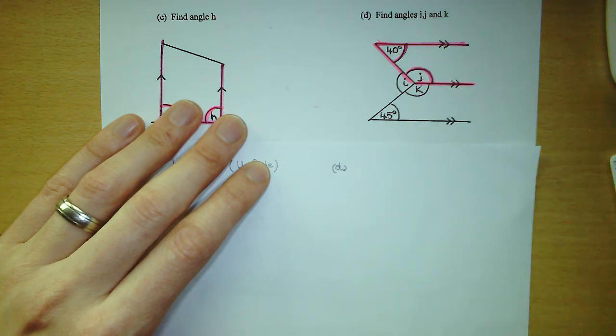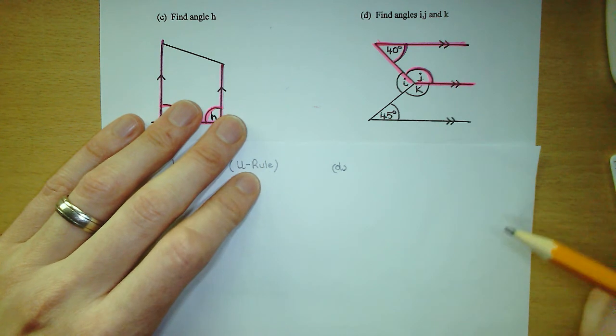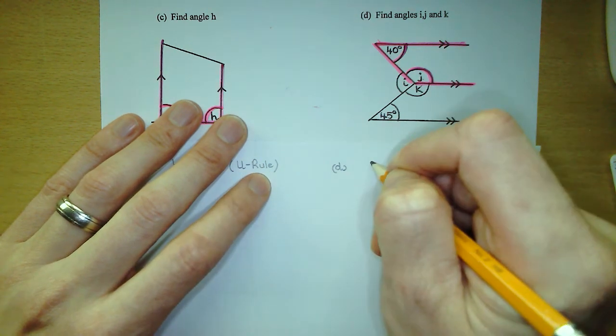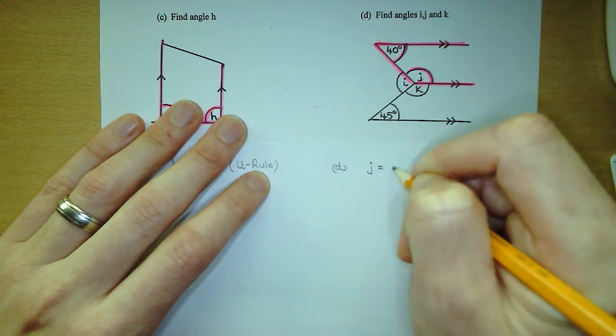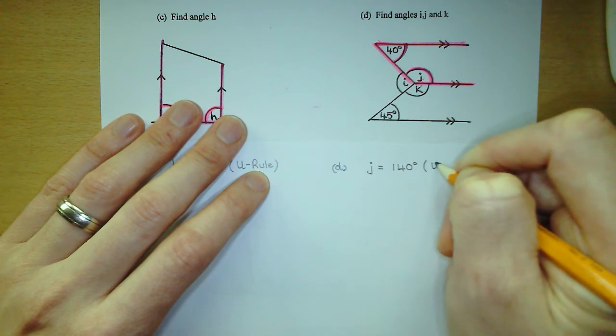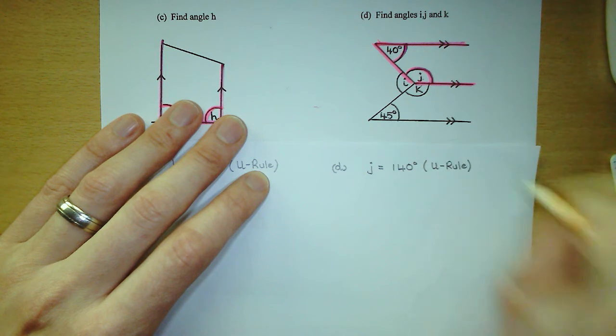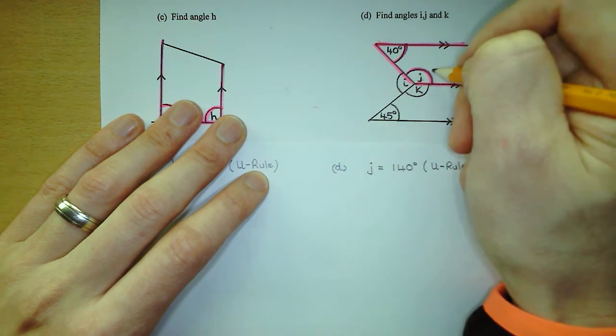So to get J, we're going to subtract 40 from 180, and that's just going to give us 140. So J is equal to 140 degrees, and the reason is because of the U rule. And then we'll pencil that in our diagram.